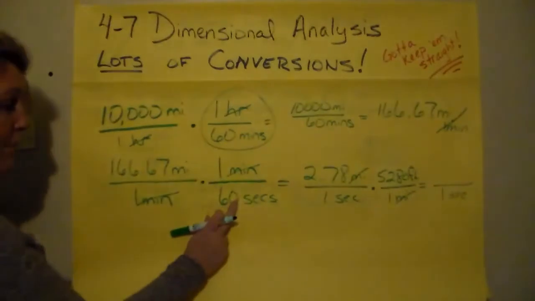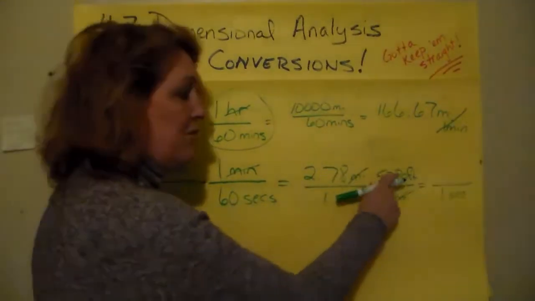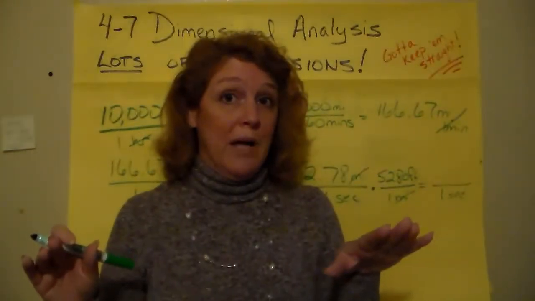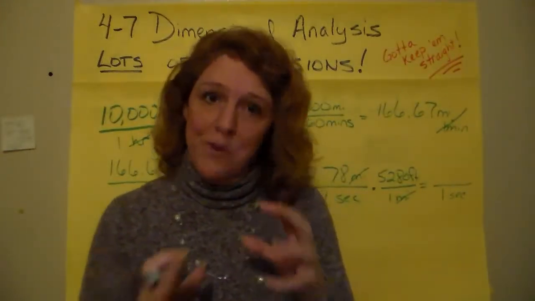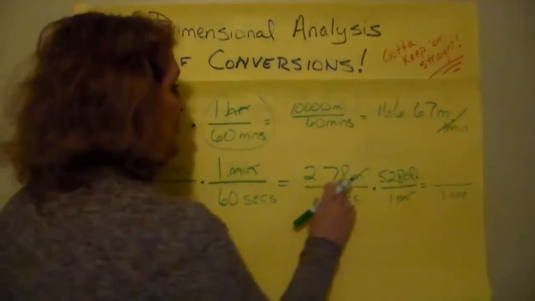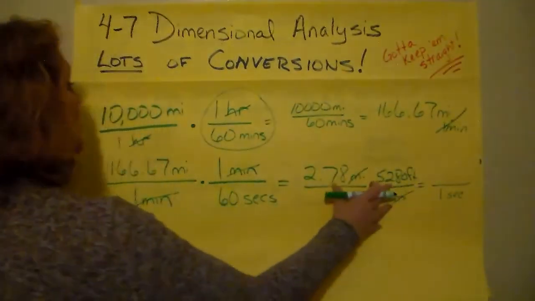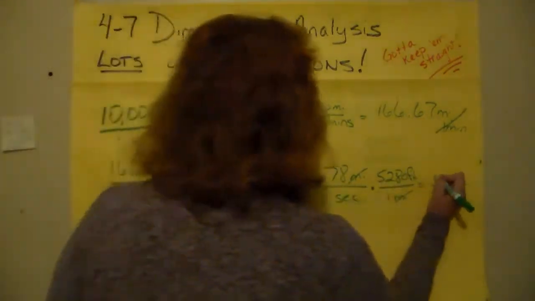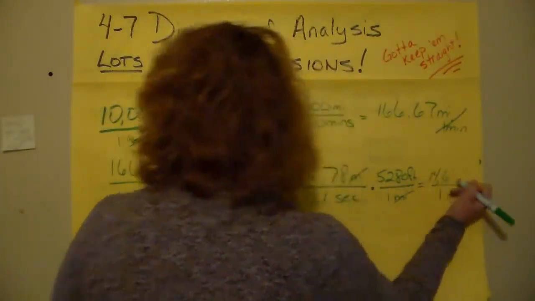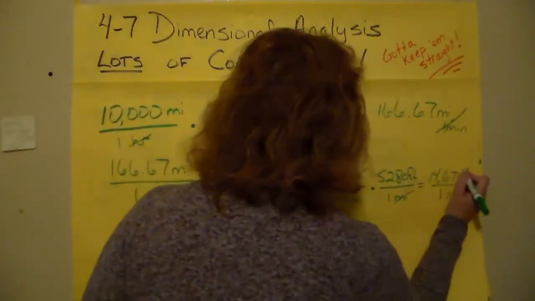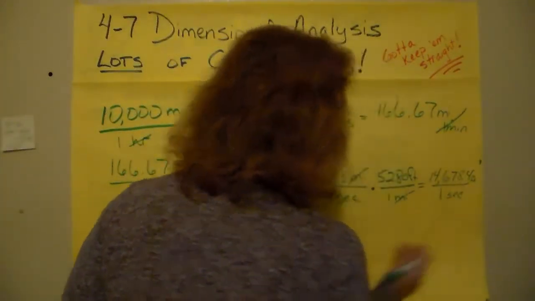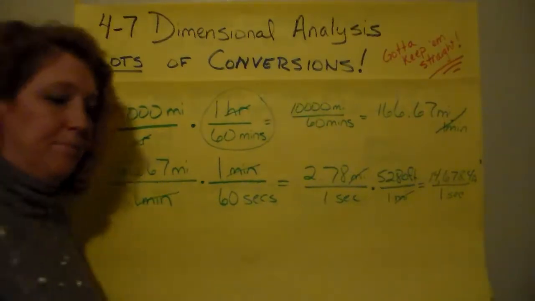When one's on the top and one's on the bottom, I divide. When one's on the top and the other's on the top, or one's on the bottom and the other's on the bottom, then when you go straight across, you multiply. Just like fractions, okay? So we're pulling in all our fraction skills. So now we have to do 5,280 times 2.78, and that gives us 14,678.4 feet per second. How crazy is that?